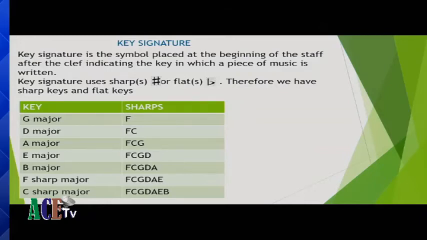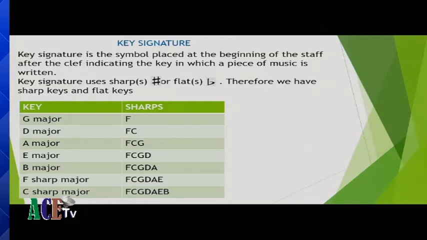Now, taking the first key, G major, you count from G major to the next key. So you have G, A, B, C, D. That is the 5th alphabet. From G again, I count G, A, B, C, D. So you can see D is the 5th alphabet next to G. That is why you have D major as the next key with 2 sharps. So 2 sharps, and those sharps are what? You have F and C.